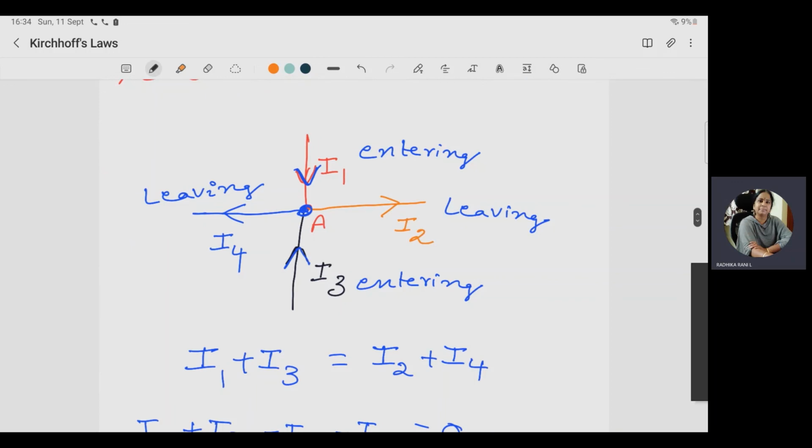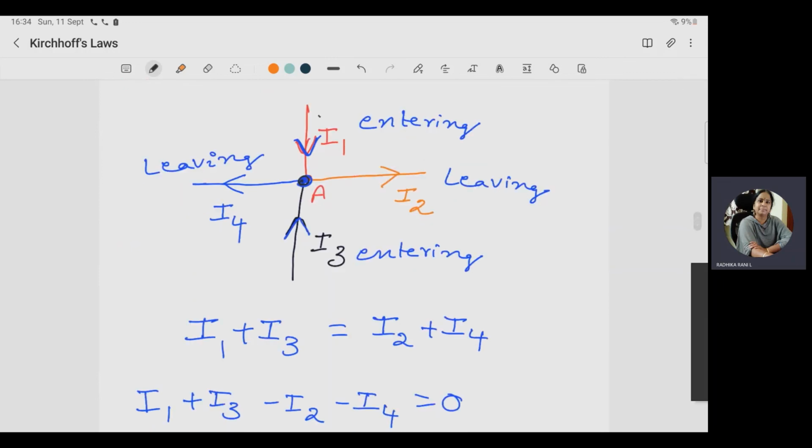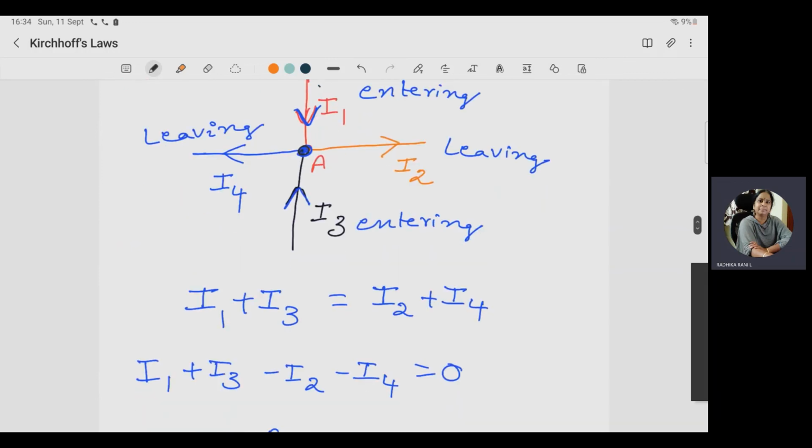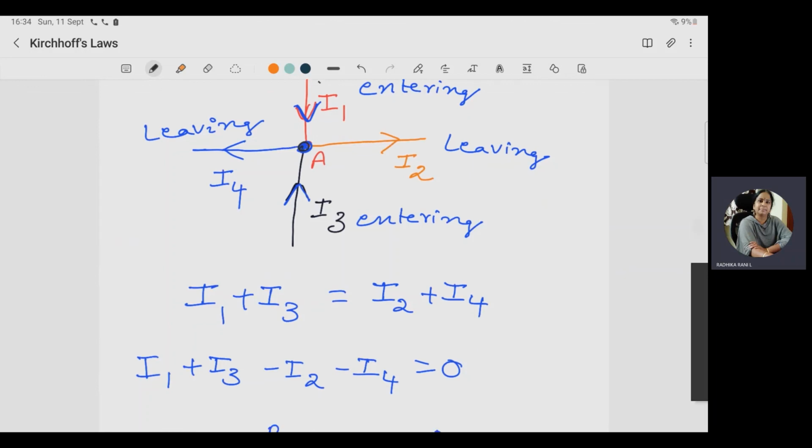So if we take one electronic circuit, we are assuming four currents here, I1, I2, I3, I4. The entering currents are I1, I3 and the leaving currents are I2, I4. So I1 plus I3 is equal to I2 plus I4. Sum of entering currents is equal to sum of leaving currents. Or we can write I1 plus I3 minus I2 minus I4 is equal to 0. The algebraic sum of currents at a junction is equal to 0.